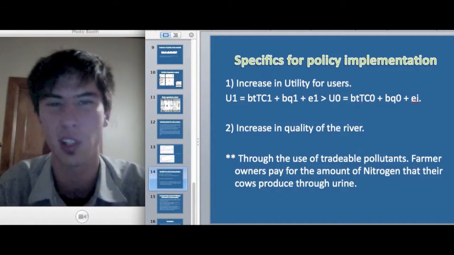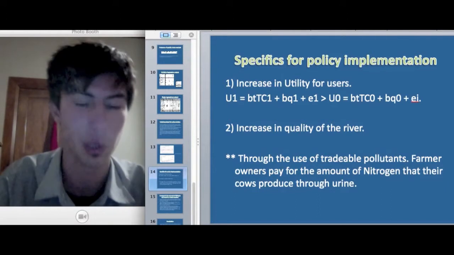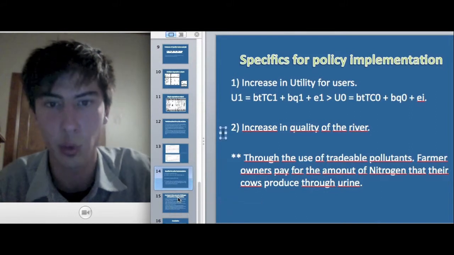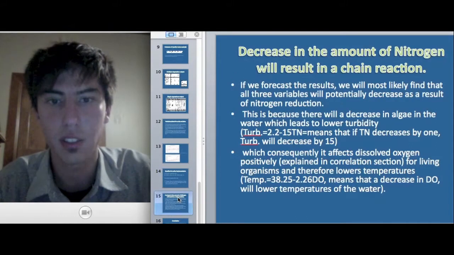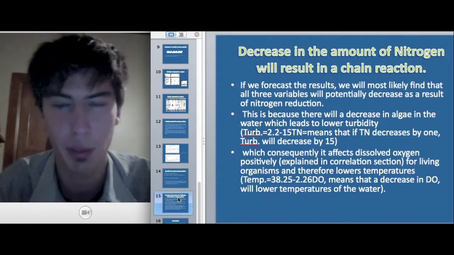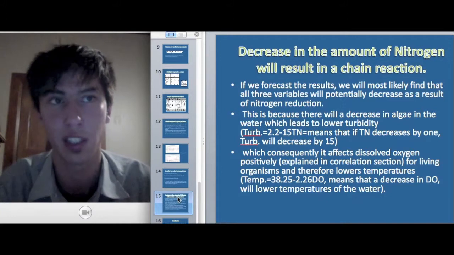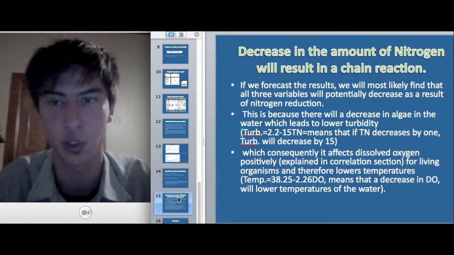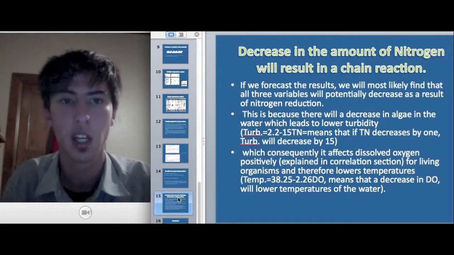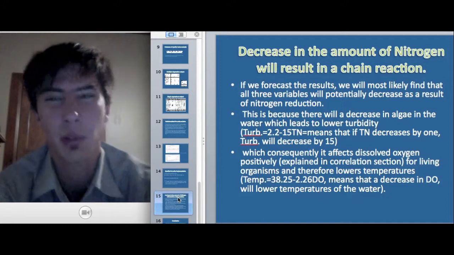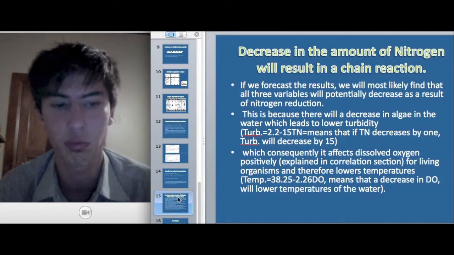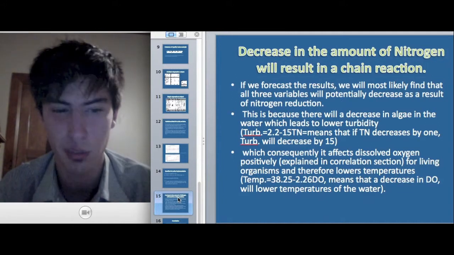We'll expect the nitrogen levels to decrease as well because there will be a higher government revenue in terms of the pollutant permits that they have to buy in order for them to be able to keep their productivity levels up and keeping their livestock within their property. So a lower amount of nitrogen will lead to what we said before, higher amounts of dissolved oxygen for the living creatures and different animals that live in the water. Also, this will lead into lower turbidity, and we know that lower turbidity is related with temperature.